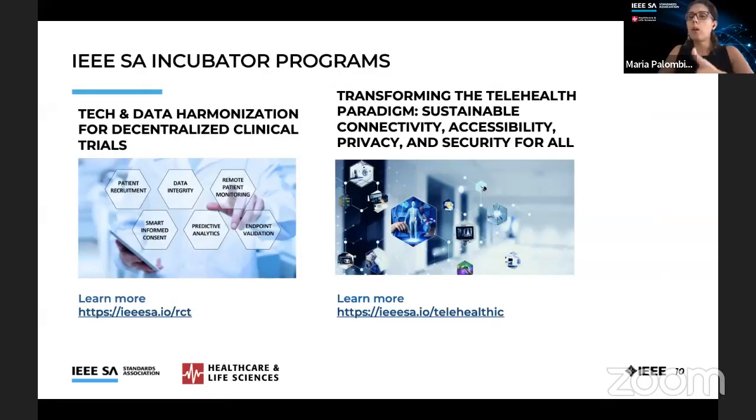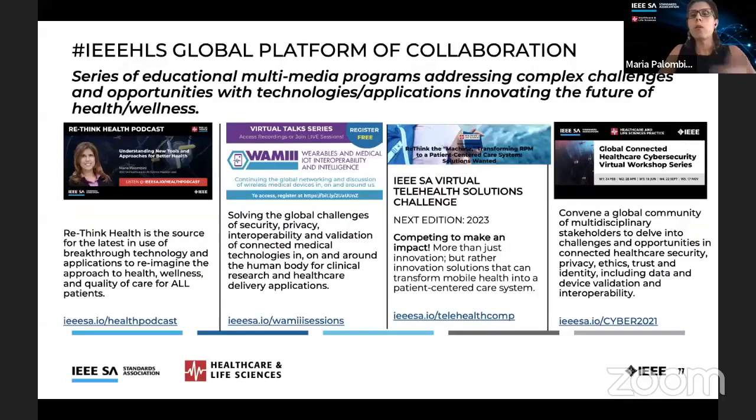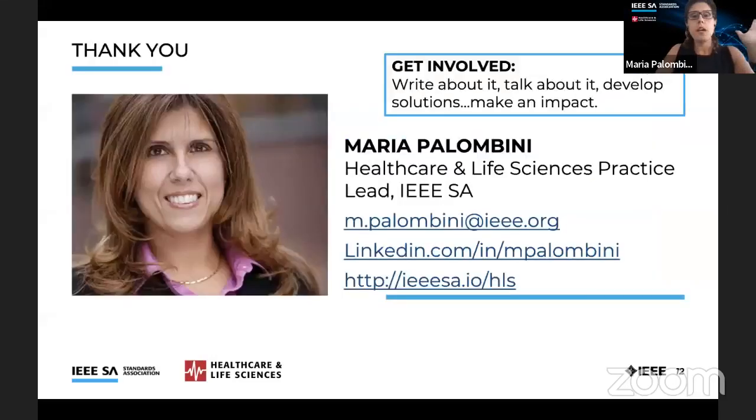You can get involved in helping us to incubate potential ideas for standards or frameworks or best practices. All of our programs are global, so we want to bring more and more diversity, more and more global participation. These are some other programs that have education from global experts talking about a lot of these issues. And you can reach out to me at any time with ideas and how to get involved. Our door is always open here at the IEEE.